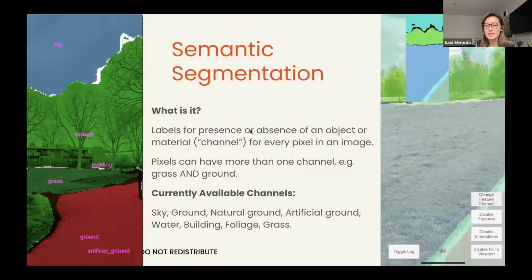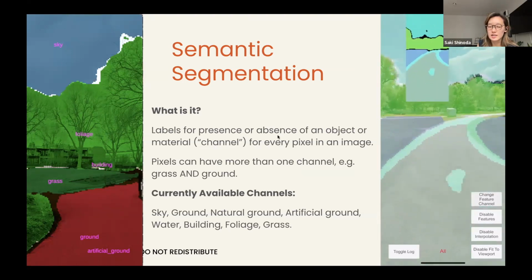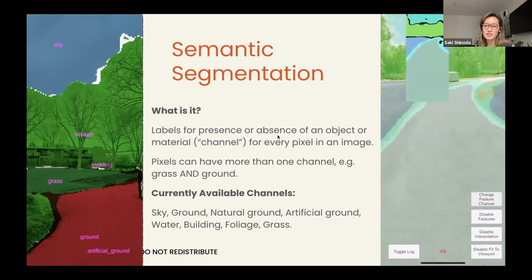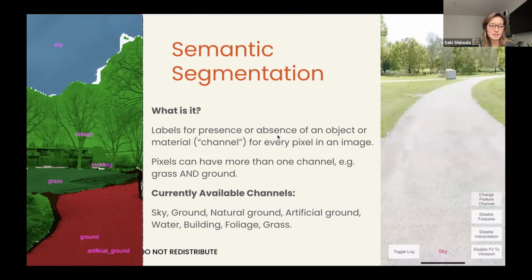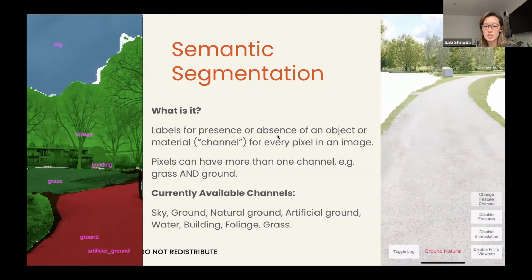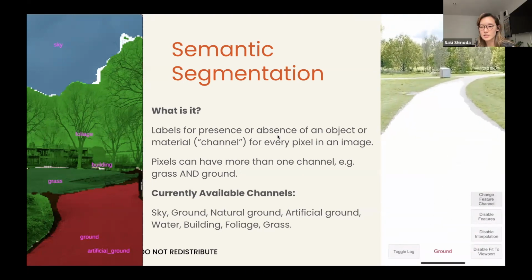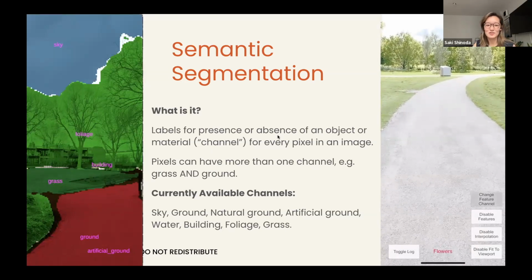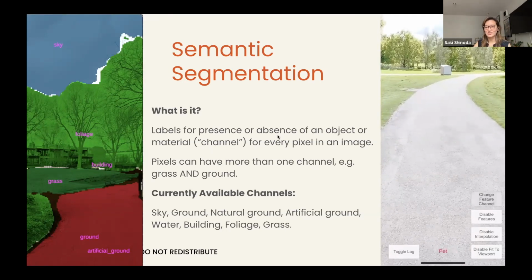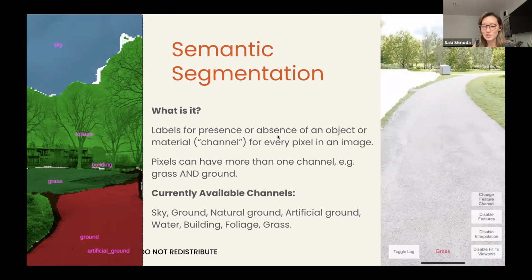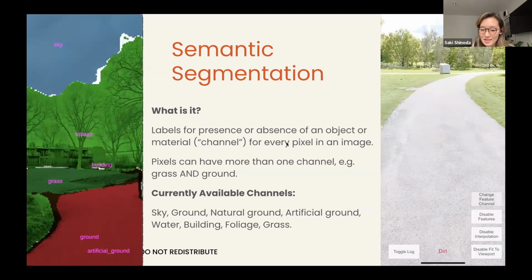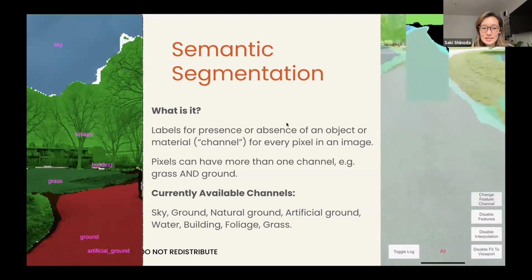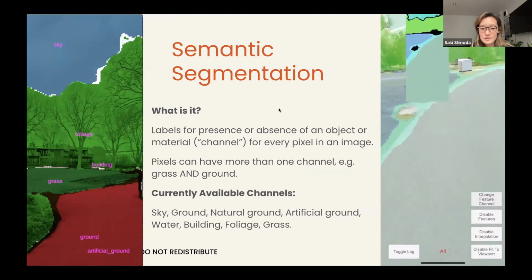Yeah, so at the moment in the ARDK, we have sky, ground, natural ground, artificial ground, water, building, foliage, and grass available. And you can see pretty much all those classes in these images there. And in the documentation, we define what we mean by each of those things, since natural ground and artificial ground, for example, can be somewhat non-standard names. If we go next slide, please.